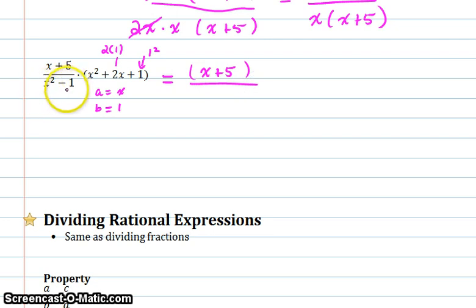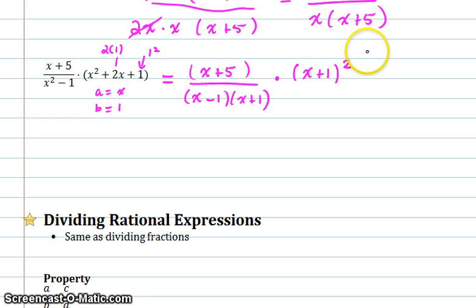X squared minus 1, that's a difference of 2 squares again. So we have x minus 1 times x plus 1. And then this perfect square trinomial again, that's going to be x plus 1, the quantity squared. Okay, you can either write it as x plus 1 squared, or you can write it as x plus 1 times x plus 1.